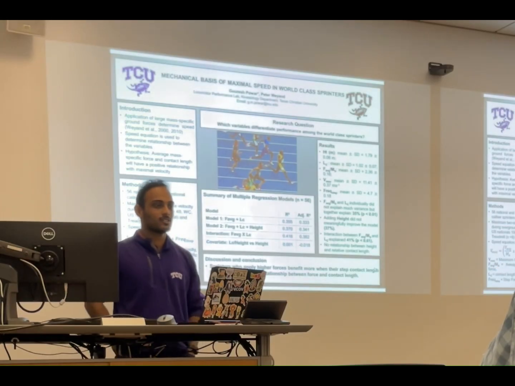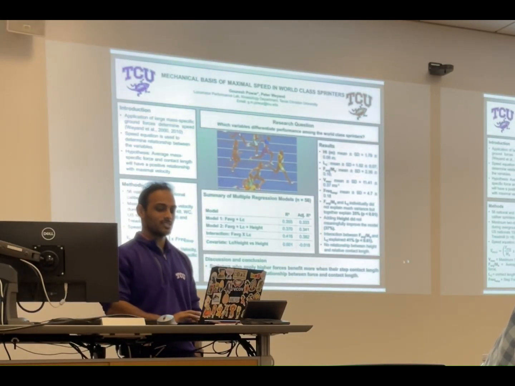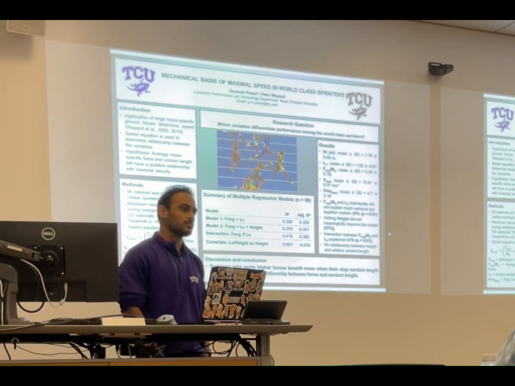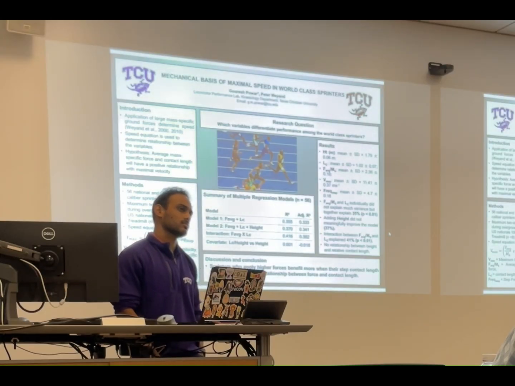Go ahead. And this may be a stupid question. Did y'all, or has anybody, looked at proportion? Because you were saying that height wasn't significant, but the proportion of legs to the upper body varies from person to person. Is there anything corresponding with leg length?